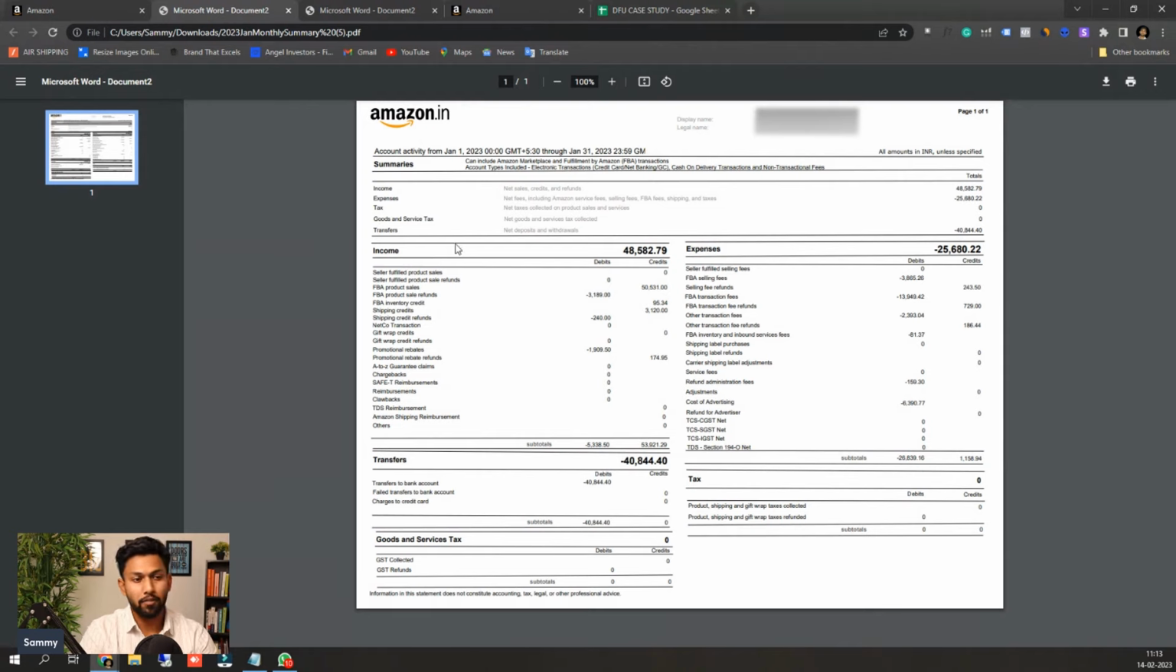So how do we calculate profits? Let me summarize it for you. Here you can see the top line income, expenses, goods and service tax, and transfers. We are not going to include transfers in the whole calculation because, as you may know, Amazon has a cycle.